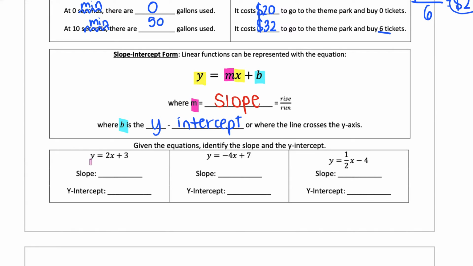So when I look down at this example, it says y equals 2x plus 3. The number that is the coefficient on x, the one that's multiplying the x, is 2. So that's going to be my slope, or my m value. So the slope there is 2.